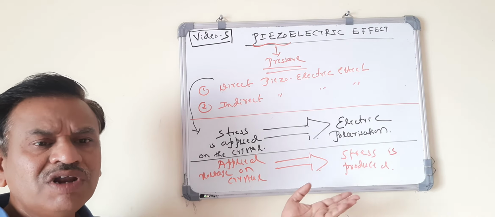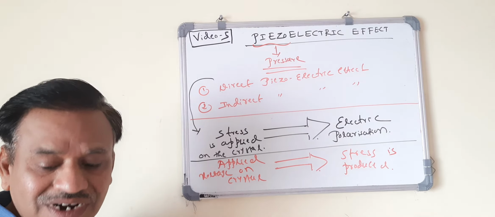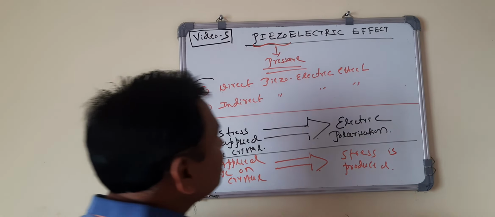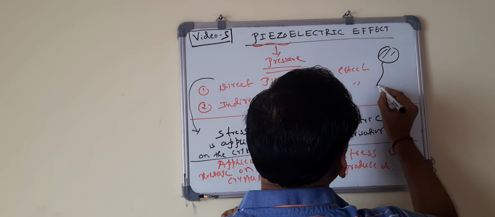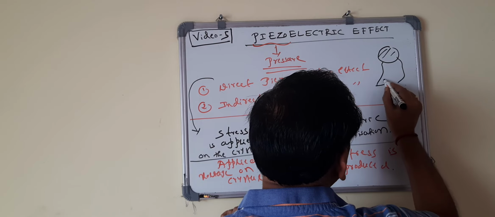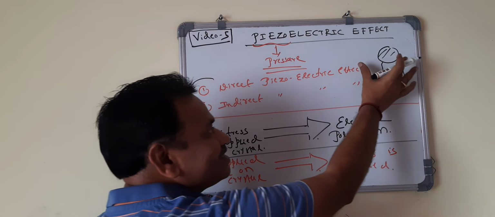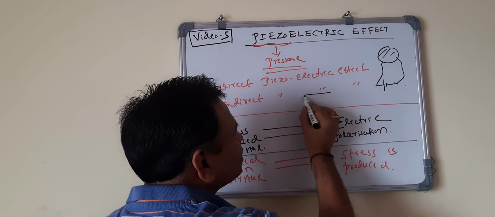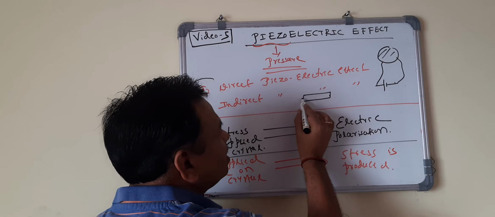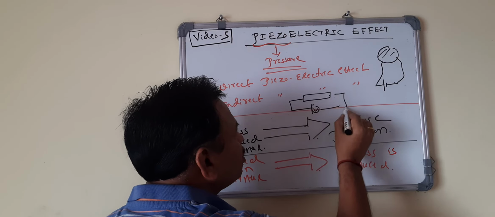As you know, in all your watches there is a quartz crystal. That quartz crystal is connected to the battery. One is positive and another one is negative. As a result, deformation in the crystal takes place. This is the crystal. Now I am applying the voltage, an alternating voltage.